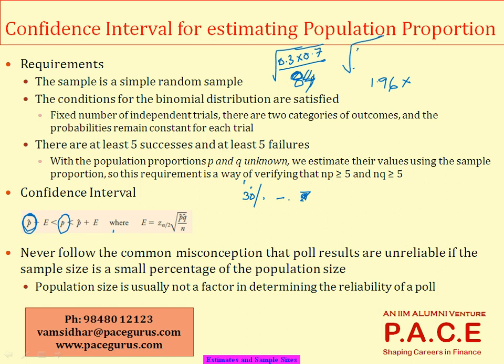So what is coming out? 0.3 into 0.7, which is 0.21, divided by 84. On simplification, it becomes 21 divided by 8400, which makes it the square root of 1 by 400, and that comes out as 1 by 20. So the margin of error is 1.96 into 1 by 20, which comes out as 0.196 by 2, which works out as 0.0098. Or 0.098, I'm sorry.